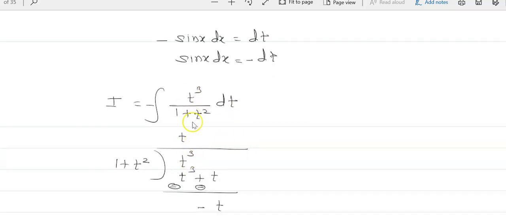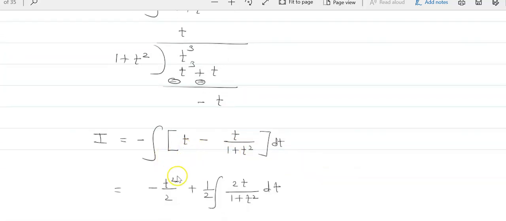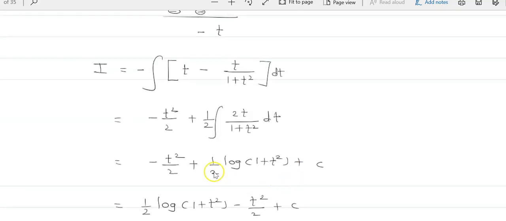Now divide t cube upon 1 plus t square by multiplying with t. Then you will get t cube plus t, subtract it. Then t square minus t square gets cancelled, you will get minus t. Therefore, I is equal to minus the integral of t minus t upon 1 plus t square. What is the integral of t? It's t square upon 2. This minus minus will become plus 1 upon 2, adjusting to get 1 upon 2 integral of 2t upon 1 plus t square dt. Therefore, minus t square upon 2 plus 1 upon 2 log of 1 plus t square plus c.